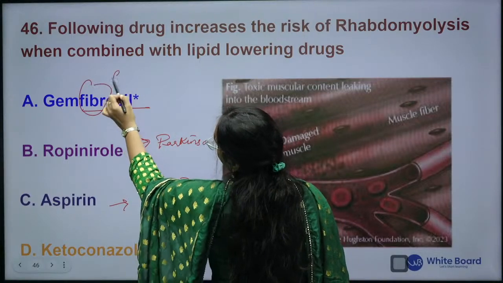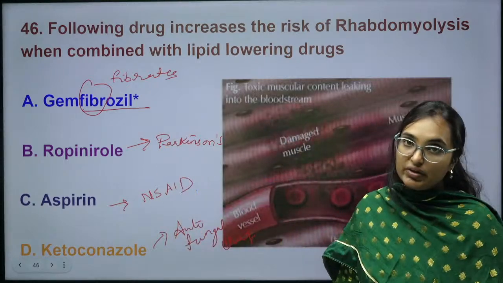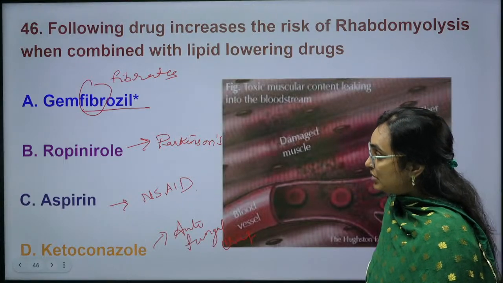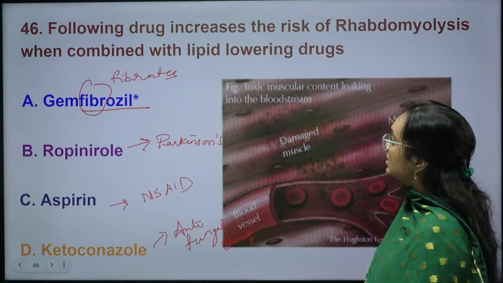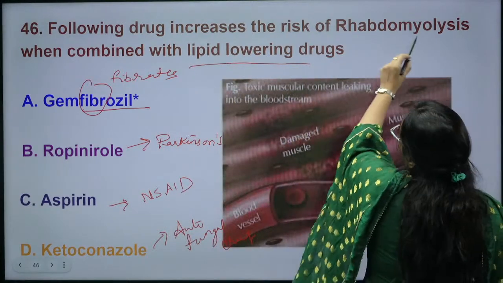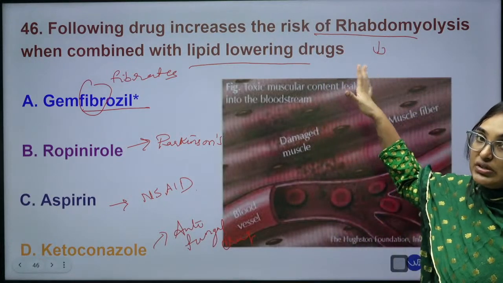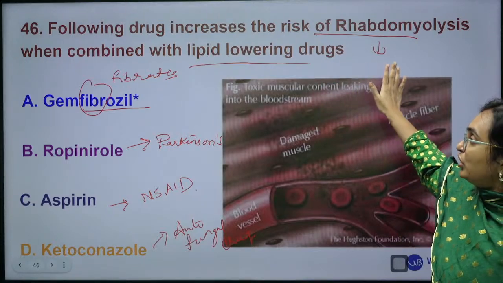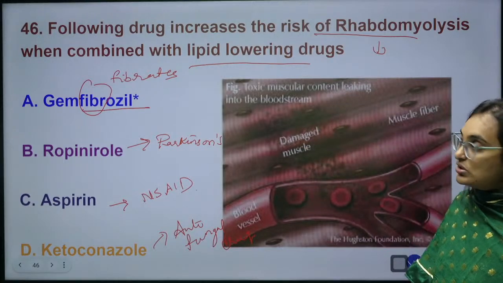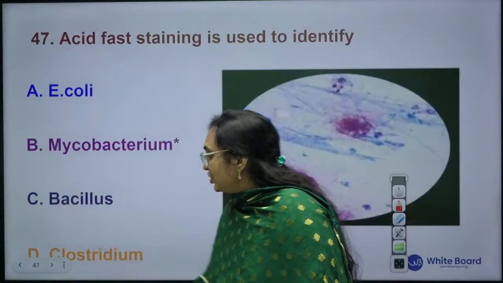Option A, all fibrates are lipid lowering drugs, reduces the levels of serum triglycerides. Okay. So, fibrates are a lipid lowering drug. It causes the rhabdomyolysis, that is affecting the muscle. Muscle tissue breaks and releases its components into the blood. That is called rhabdomyolysis, that is caused due to this drug. So, answer is A. Next question.